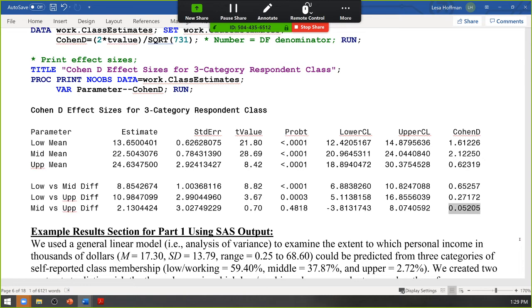So effect sizes are numbers that you would tend to report in addition to what the model gives you, to try and convey in a more absolute sense how large these differences are. Okay, questions on any of that?